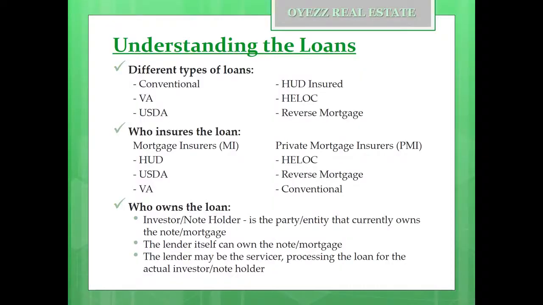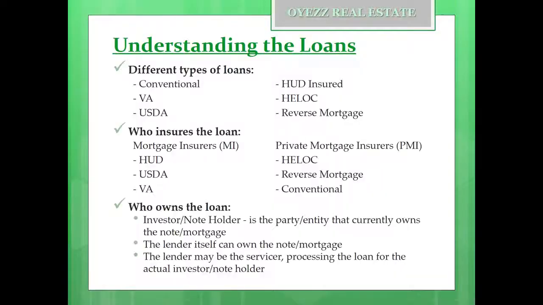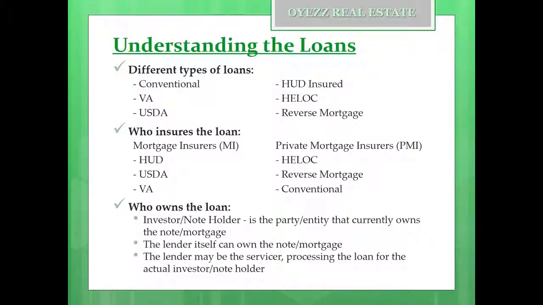So by understanding the different types of loans, when you're calling the bank, what I like to call my first initial call to the bank, I am asking the bank all these questions. So one, I know that there's going to be different types of loans. There are conventional loans, VA loans, USDA, HUD insured loans, HELOC, which is home equity line of credit. There's reverse mortgages. There's a bunch more out there. These are the main ones that you see when processing short sales. You just want to understand first, what type of loan does the seller have? Number 2, who actually insures this loan?